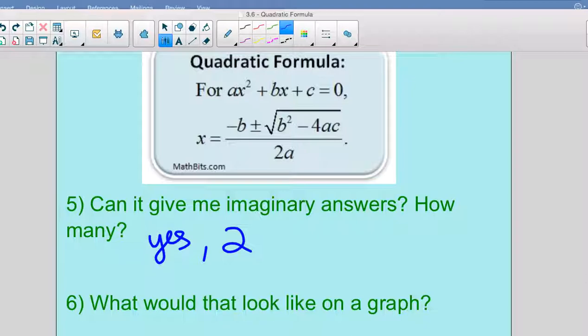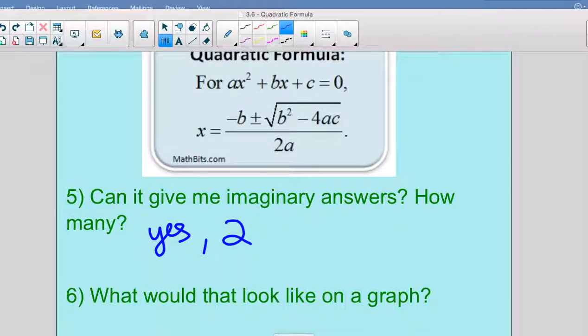And then what would that look like on a graph if you had an imaginary answer? So if you're setting it equal to 0, whatever those answers are, whatever results here are your answers. But if it's y, you can't really have imaginary x-intercepts. So that's where you don't actually have any x-intercepts. You still have zeros and roots, but you just can't see them on a graph. So on a graph, it could look like a couple different things.